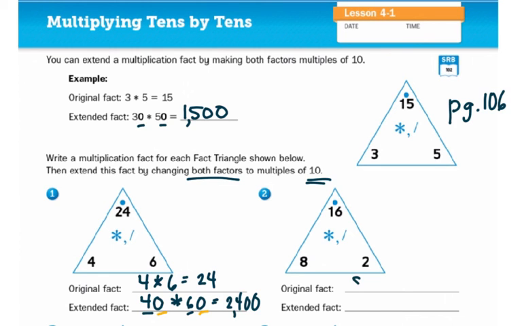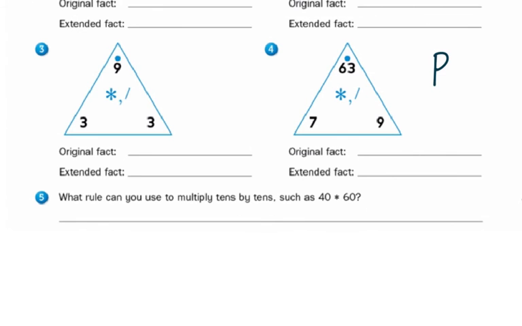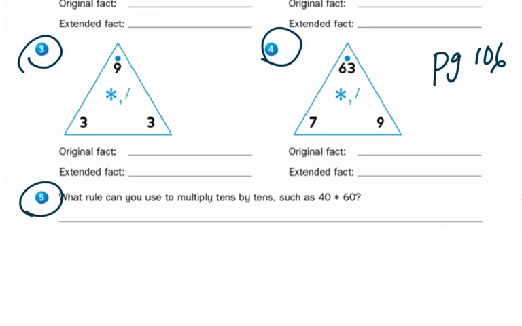Number 2, the original fact is 8 times 2 equals 16. We're going to extend the 8 and make it 80, and the 2 to 20. 8 times 2 is still 16. Go ahead and add your 2 zeros after. 80 times 20 is 1,600. You'll notice that there are 3 more problems on page 106, number 3, 4, and then you'll write a rule for number 5. So go ahead and just finish that in your math journal and then see what else you need to do for today's lesson.